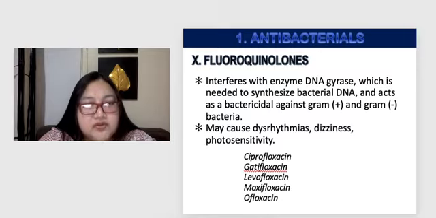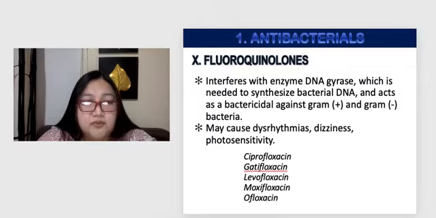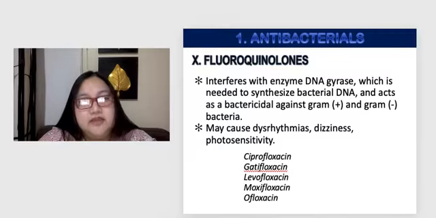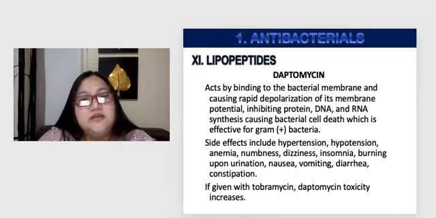Ciprofloxacin, gatifloxacin, levofloxacin, moxifloxacin, and ofloxacin. Sila yung mga fluoroquinolones. Kanino yan pwedeng ibigay? Sa mga patient na may UTI also, may bone infection, may lower respiratory infections such as pneumonia, bronchitis, may mga GI infection, even STD, gonorrhea. Pwedeng bigyan ng fluoroquinolones. Alright, next are the lipopeptides.